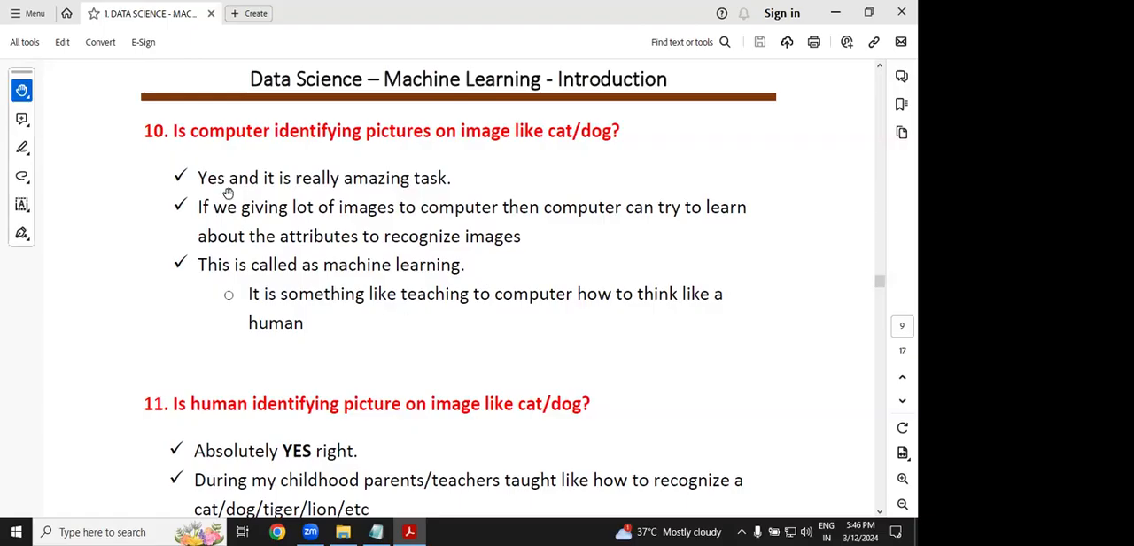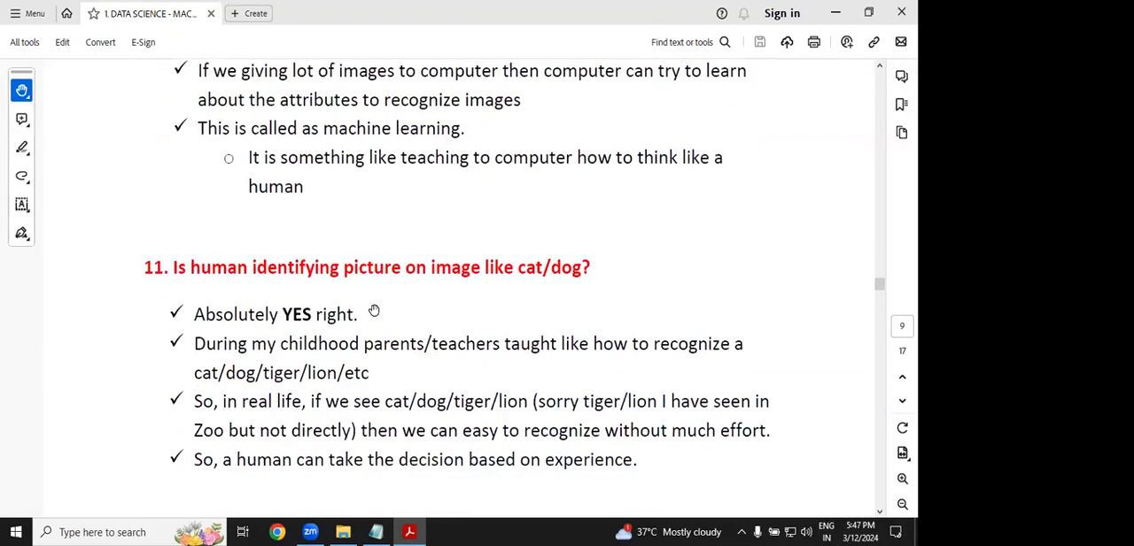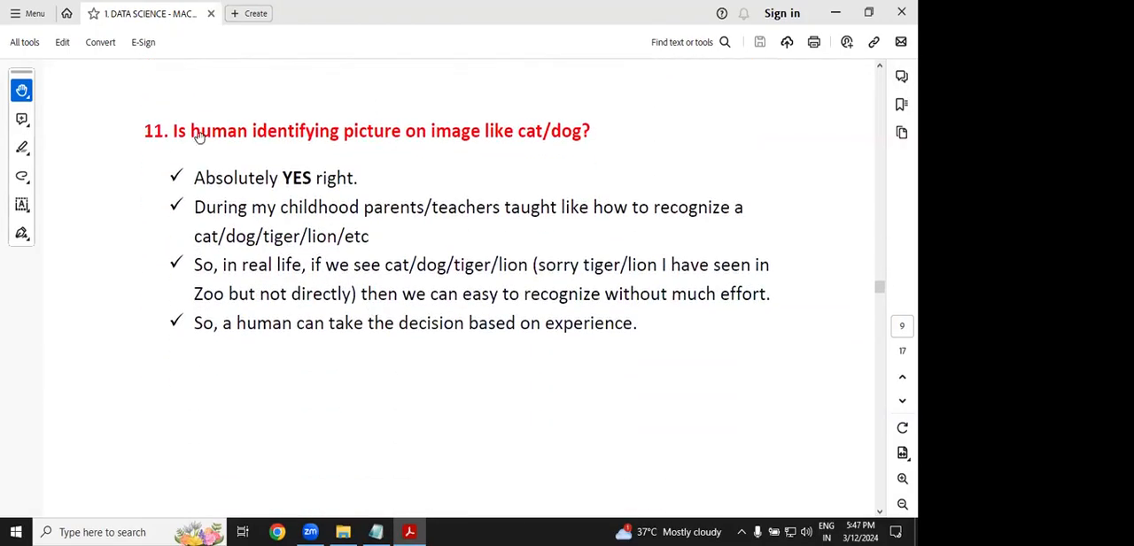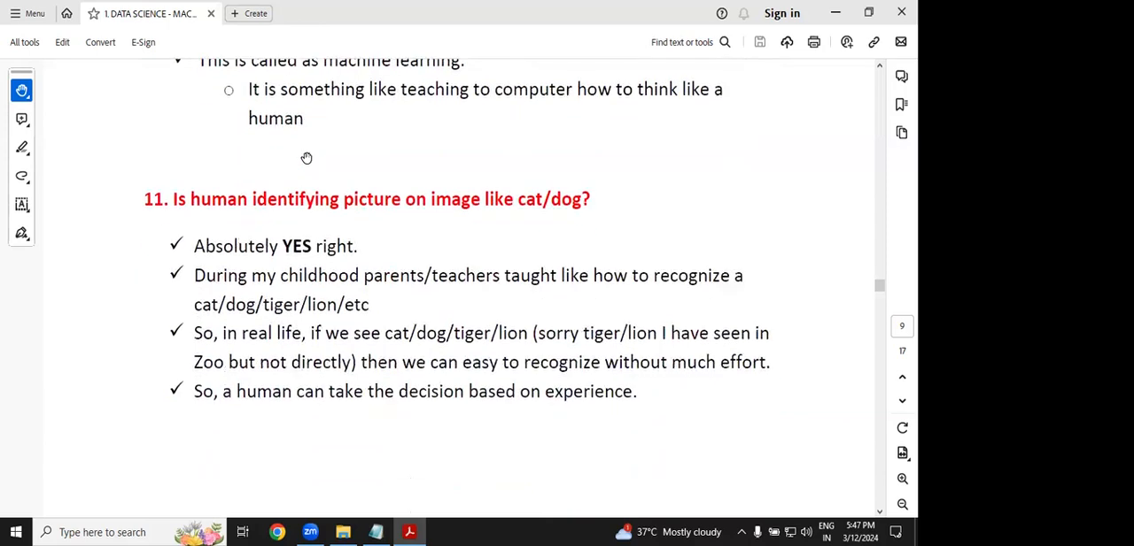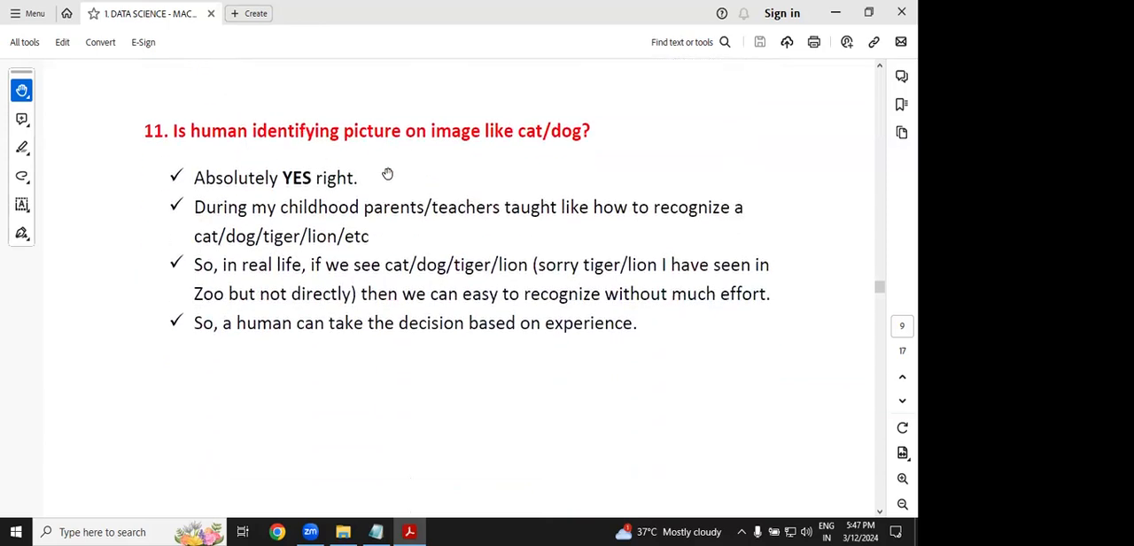Good. Right. This is called machine learning. It is something like teaching a computer how to think like a human. Exactly. A computer thinks like a human actually. Good. Now observe here. Is a human identifying a picture in an image like a cat or dog? Sir, of course, this is a very easy task, no surprise, right? Absolutely yes, actually. During my childhood, parents or teachers taught me how to recognize cat, dog, tiger.